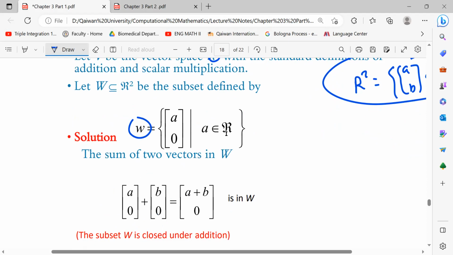The sum of these two vectors is (a plus b, 0). As you see, this vector is still of the same form as vectors in W. The first entry is a constant, a plus b is still a constant, and the second is 0. So it is in W. That means if we take any two vectors in W, the sum of them is still in W.